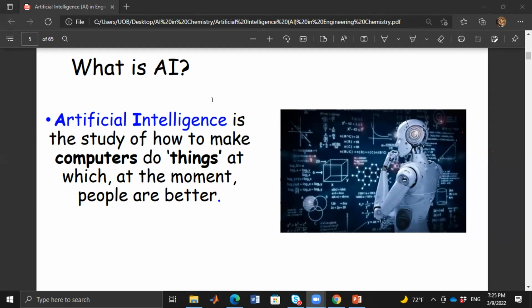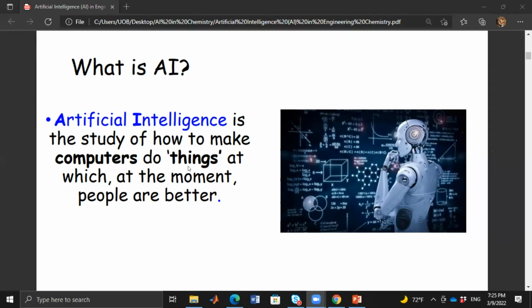Okay. So that word things makes it more flexible to be applied to different disciplines in engineering or in science. It's also been applied in finance and business. So the domain of applying artificial intelligence is broad. However, we are going to focus on our domain in chemistry and chemical engineering.